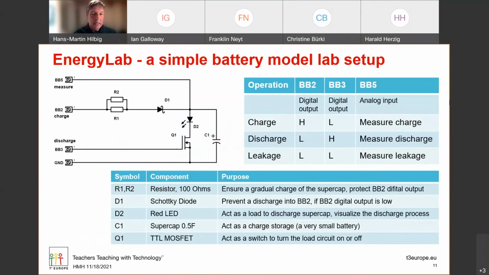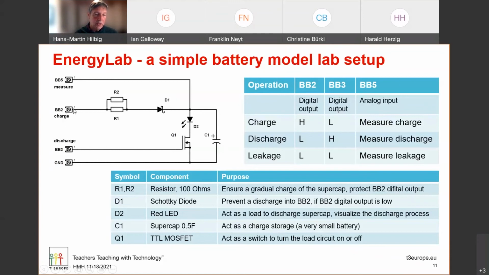So I'm using a TI hub, and I'm using a couple of ports here, which you see on the left side of the presentation. I'm using the analog input to measure the voltage. I'm using a digital output to charge a battery, and I'm using a digital output to control a load circuit. So I have basically 3 modes here.